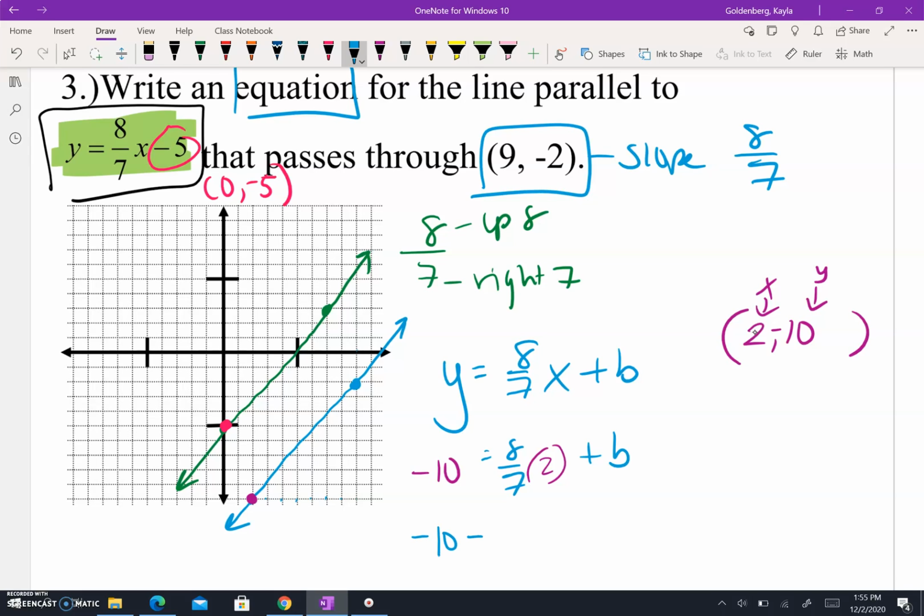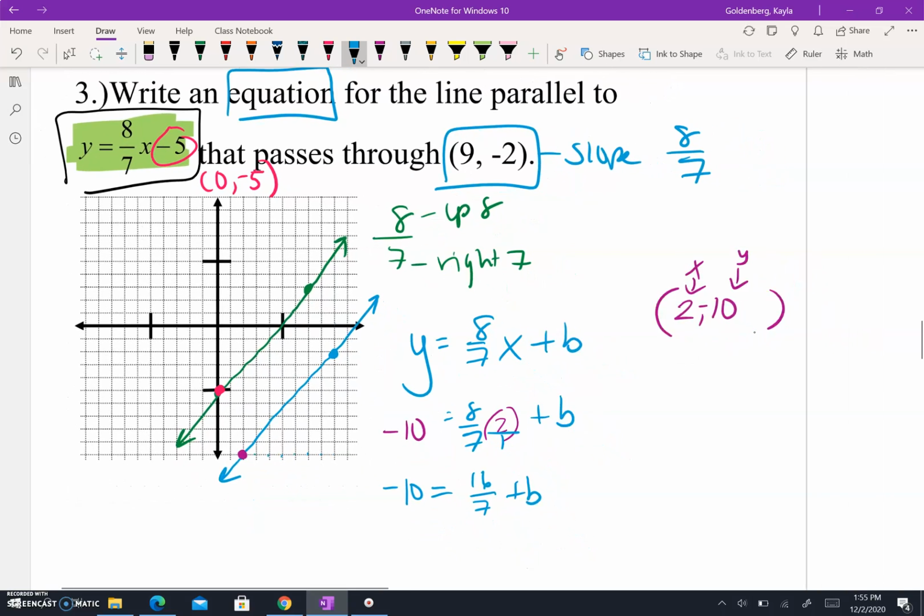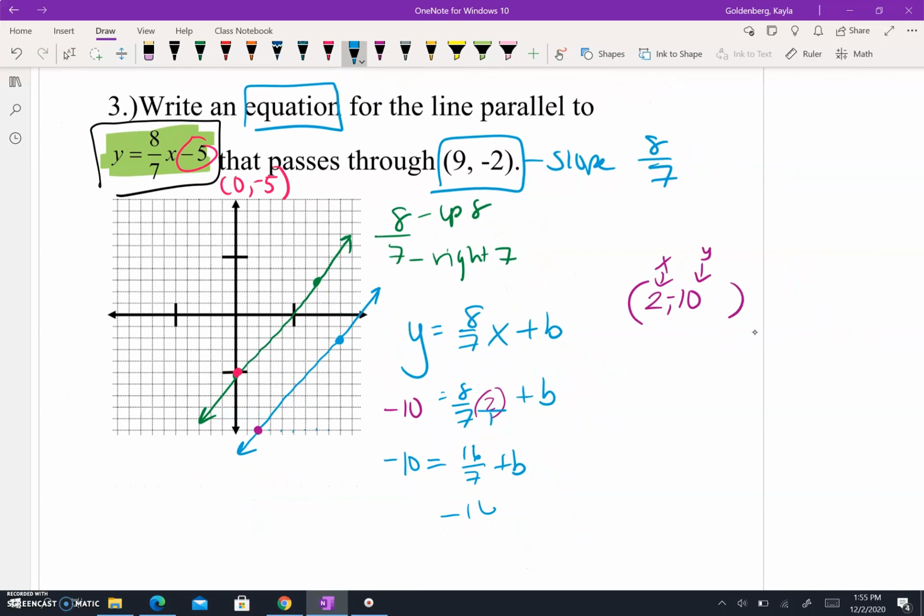So I've got negative 10 equals, I can write that as 2 over 1, and then I do top times top, bottom times bottom. 8 times 2 is 16, 7 times 1 is 7, plus b. And now to solve for my b, I just need to do minus 16 sevenths. Minus 16 sevenths. So that means that b is going to be negative 10 minus 16 sevenths.